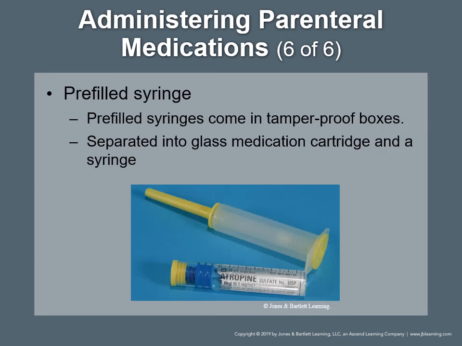A pre-filled syringe comes in a tamper-proof box. It is separated into the glass medication cartridge and a syringe. To assemble the two-part pre-filled syringe, pop the yellow caps off of the syringe and the medication cartridge. Insert the drug cartridge into the barrel of the syringe and screw them together.